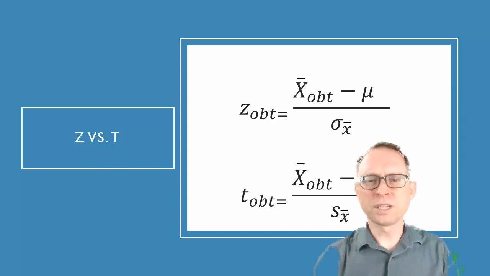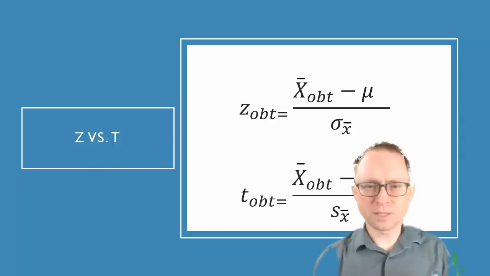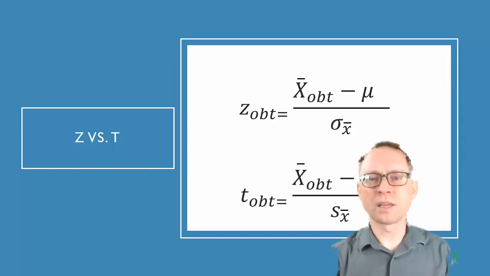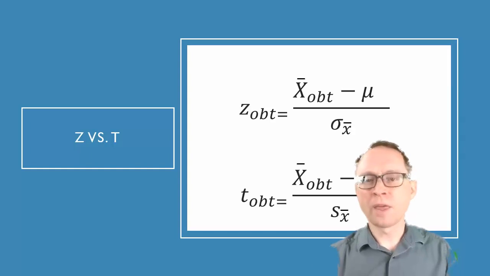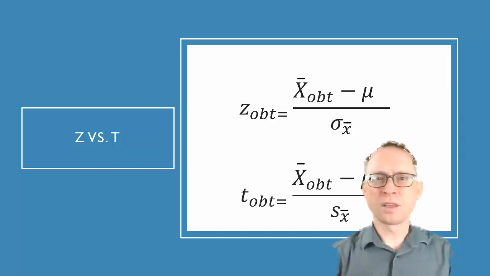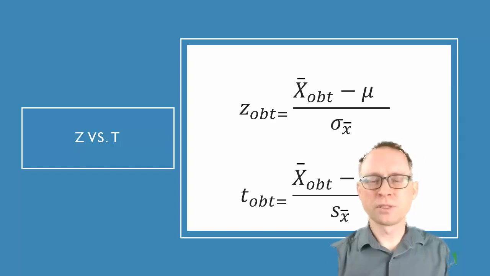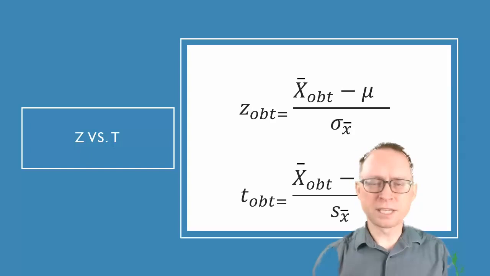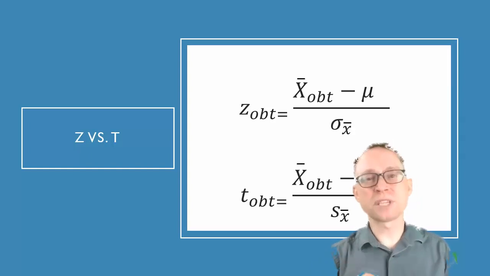So what you see is z obtained. That's the z statistic that we're trying to calculate. The mean is our sample's mean. So x bar obtained is the sample's mean minus mu, the population's mean. And then sigma sub x bar is sigma, that is the standard deviation of the population, divided by the square root of n.